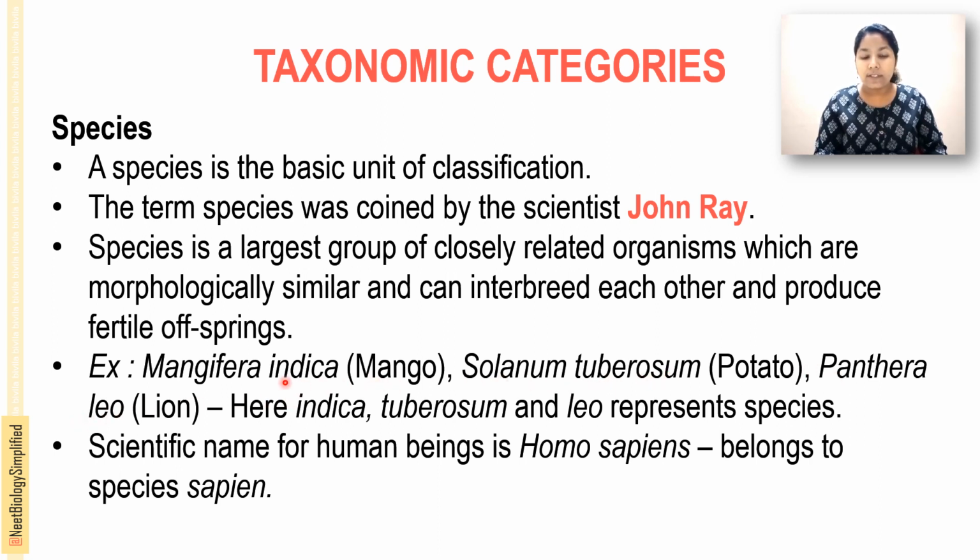In the last class we studied the nomenclature, binomial nomenclature. It has two components: a specific epithet, that is indica, and Mangifera, that is the genus name or the generic name. Here indica represents the species, and tuberosum also represents the species, the potato species. Leo in Panthera leo represents the lion species. And the scientific name for humans is Homo sapiens, which belongs to the species sapiens.